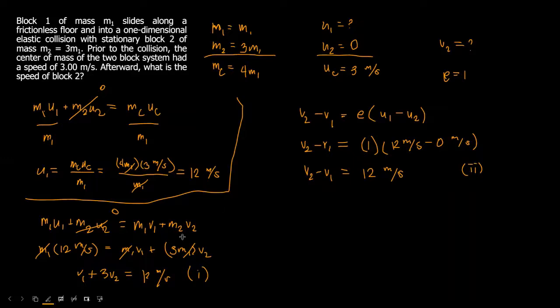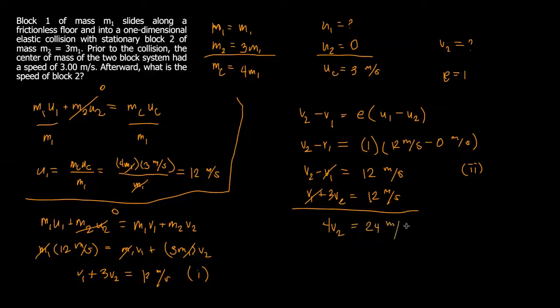Now let's add these two equations. v sub 2 minus v sub 1 equals 12, and v sub 1 plus 3 v sub 2 equals 12. The v sub 1 cancels, and adding gives 4 times v sub 2 equals 24 meters per second. Divide both sides by 4, and you get a v sub 2 value of 6 meters per second. That's our answer for problem number 9.